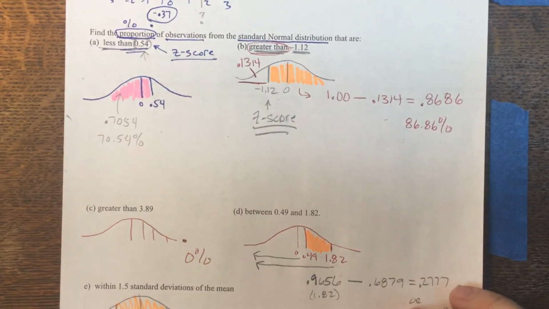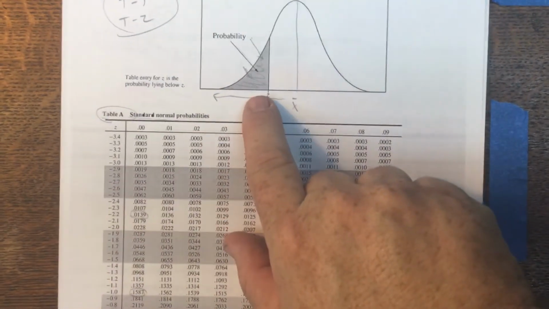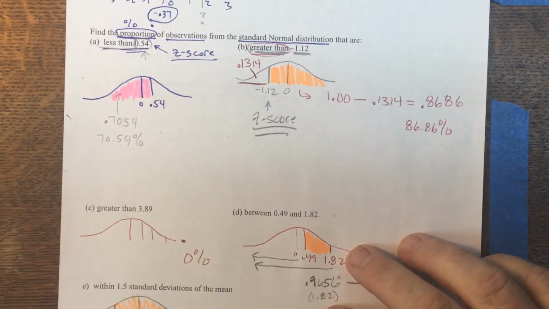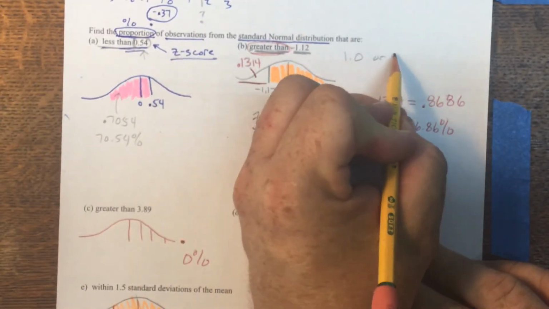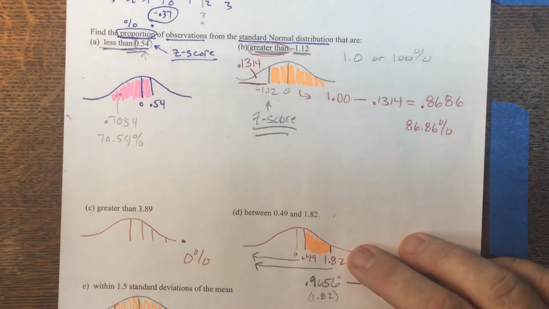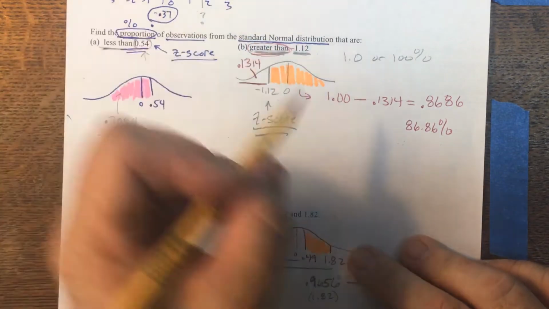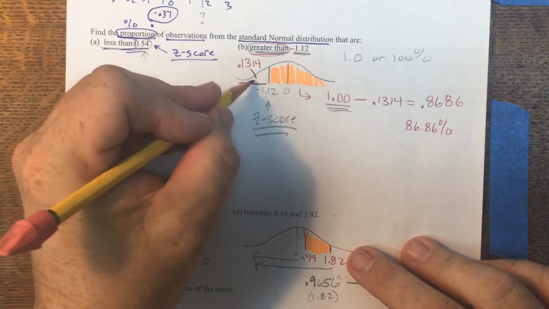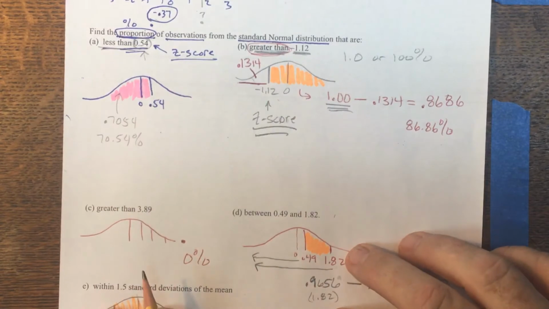But I want to bring your attention to the graph. It gives us less than. So we've got to do something a little different with this. We know that this whole thing adds up to 1.0 or 100%. So to find this area, we're going to take 100% and subtract the area that's to the left. So we're still going to find the area to the left, but we're going to subtract it off of 100%.